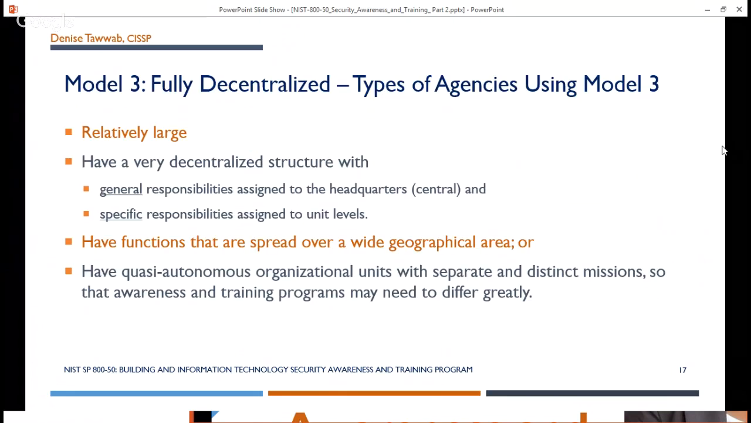Model 3 is fully decentralized. The types of agencies using Model 3 tend to be relatively large, have a very decentralized structure with general responsibilities assigned to the headquarters and specific responsibilities assigned to unit levels. They have functions that are spread over a wide geographical area, or have semi-autonomous organizational units with separate and distinct missions, so that the training might need to differ greatly between business units.